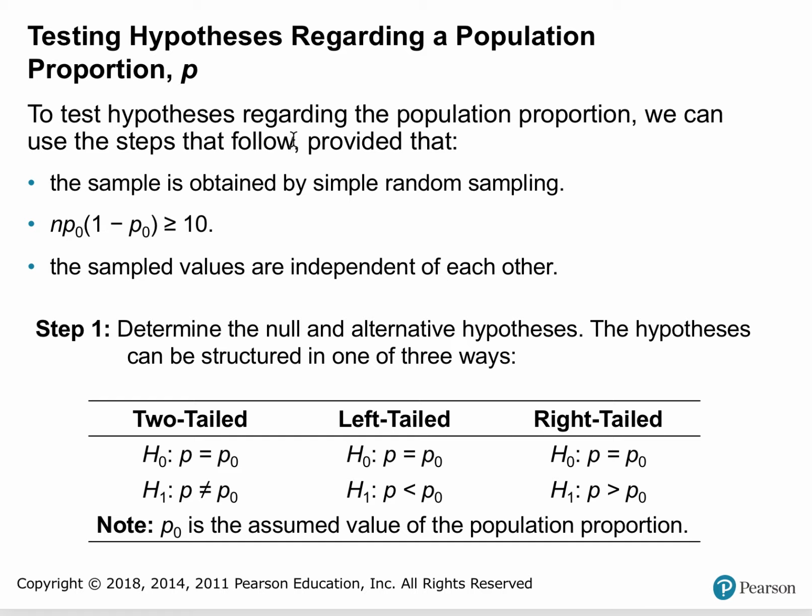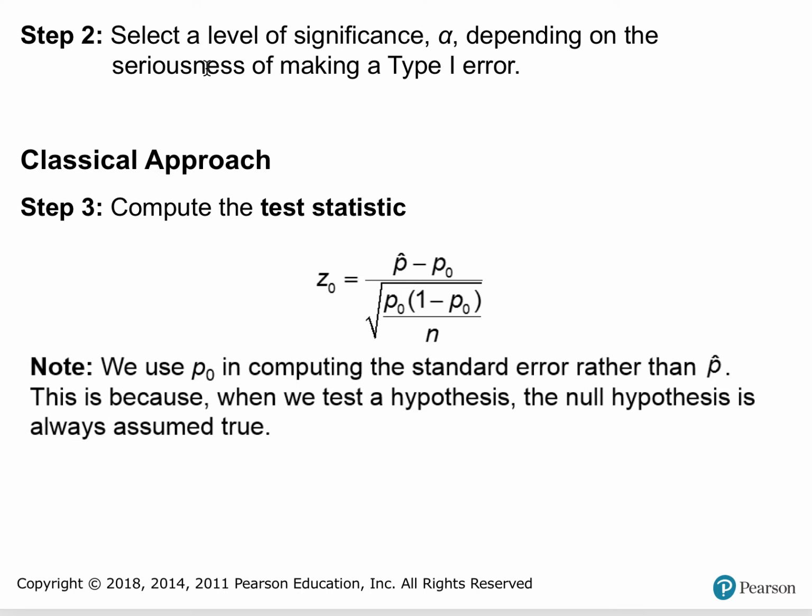Okay, so to test hypotheses regarding the population proportion, we can use the steps that follow, provided that those three requirements hold. Here it is again. We've got our two-tailed, left-tailed, and right-tailed test. So we'll state our null and alternative hypotheses. Note p sub naught is the assumed value of the population proportion. Then we select a level of significance depending on the seriousness of making a type 1 error, or for our purposes, they're going to tell us a level of significance.